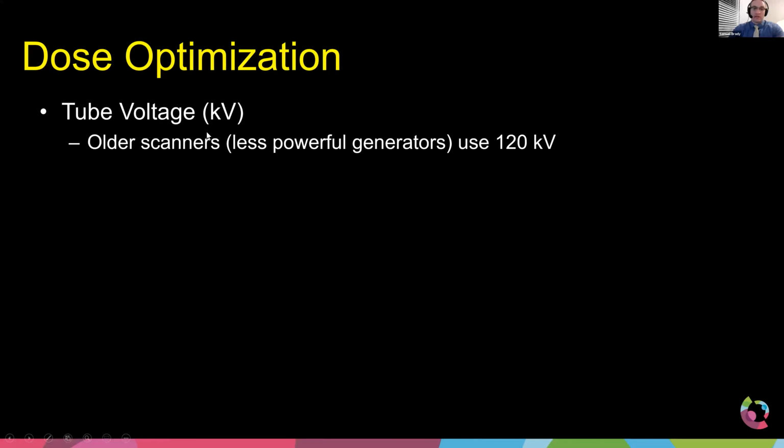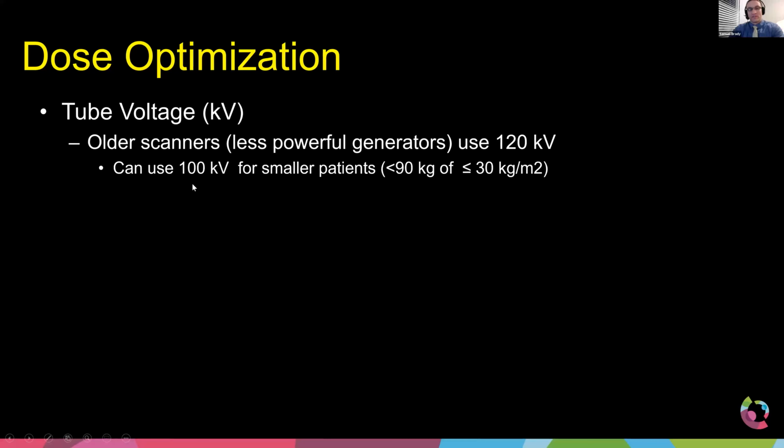Which kV do we use? Well, if you have an older system, you're basically limited to 120 kV. So there's not much to optimize there. But for those systems that have more power and a larger generator, then you can typically use a lower kV. Or if your patient's smaller, so you just don't need as much power, you can do more of your patients at lower kV.